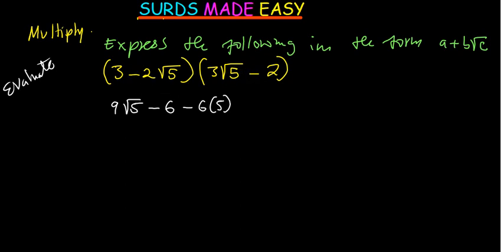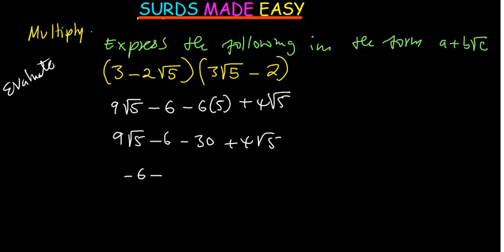And then you have got a root 5. And this will give us 9 root 5 minus 6 minus 30 plus 4 root 5. I'm going to put like terms together. So that is negative 6 minus 30 plus 9 root 5, then plus 4 root 5.